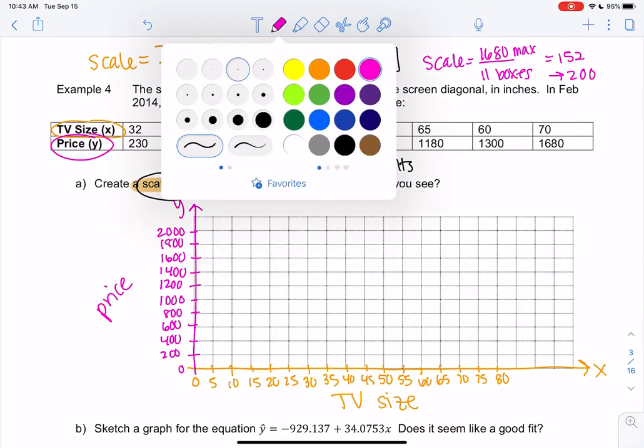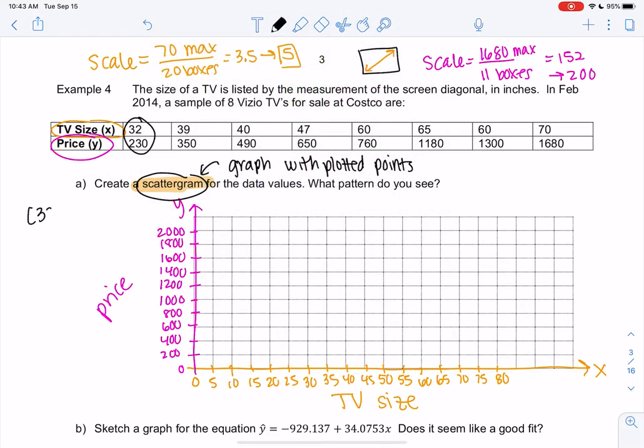All right, and let's plot some points. So these are my points, 32 and 230. So we go over to 32, slightly above 30, and slightly above 100. Our next one would be 39 and 350. All right, these are making points. So 39 is slightly under 40, 350, just estimate. If you feel good, go ahead and do this without me. 40 and 490. This is not gonna make a line, so don't freak out. 47 and 650.